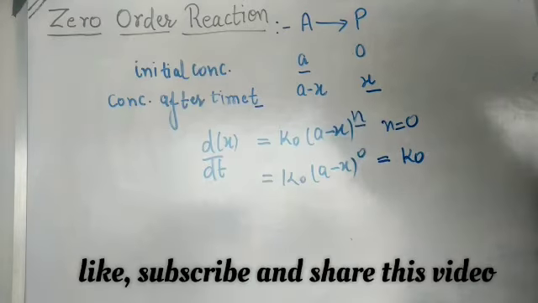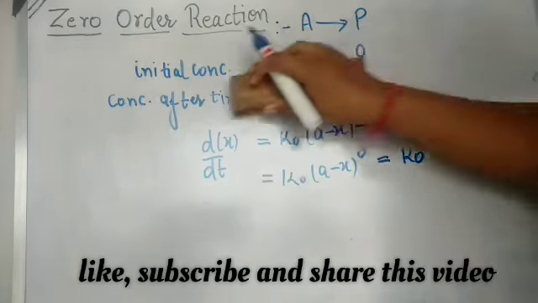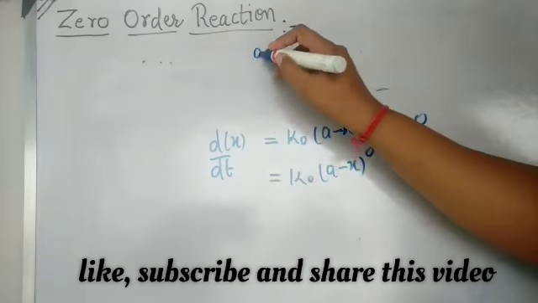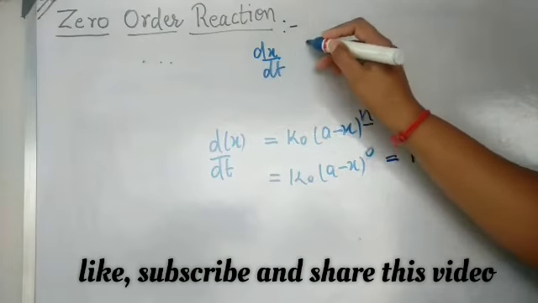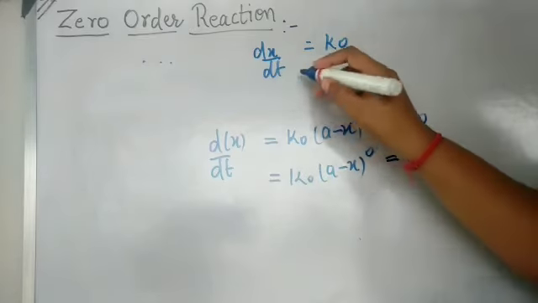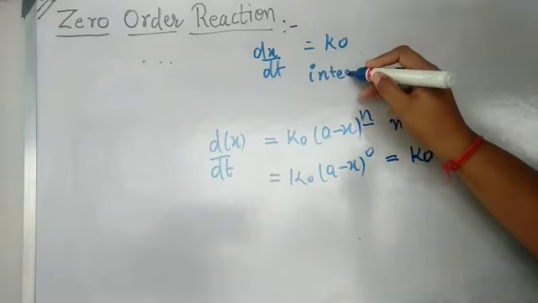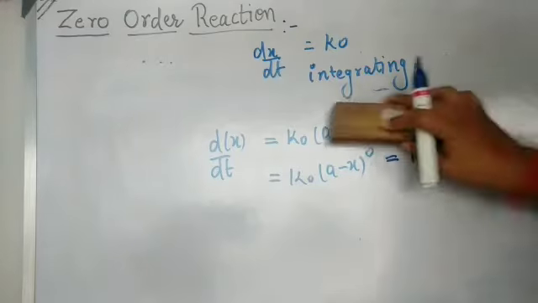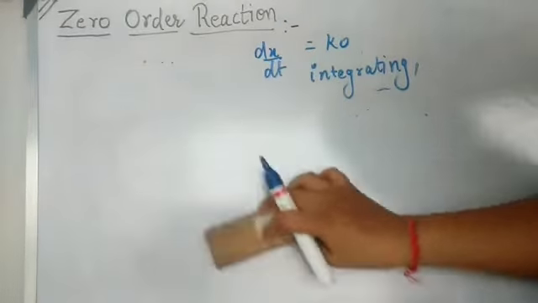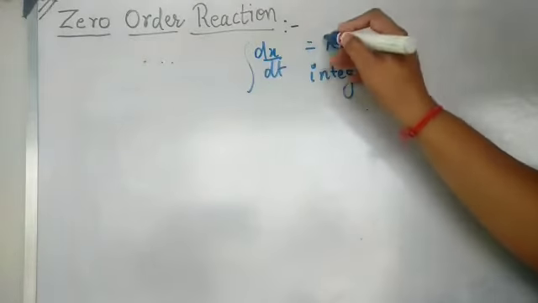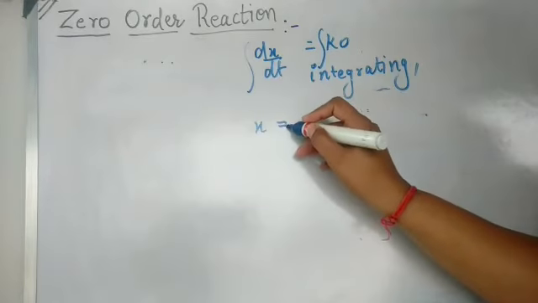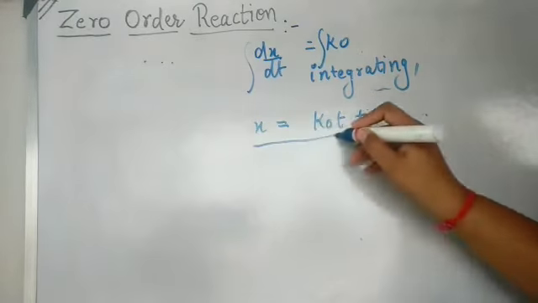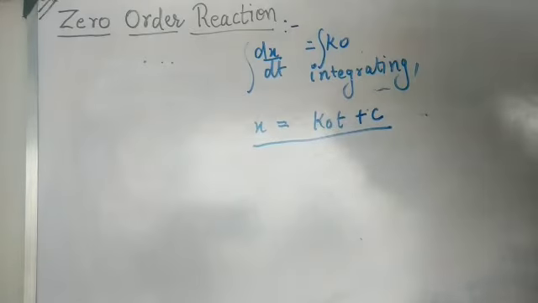So now we have this expression that dx by dt is equal to K naught. Then when you integrate on both sides, what will you get? You will get X is equal to K naught T plus C. This will be the expression after integration.